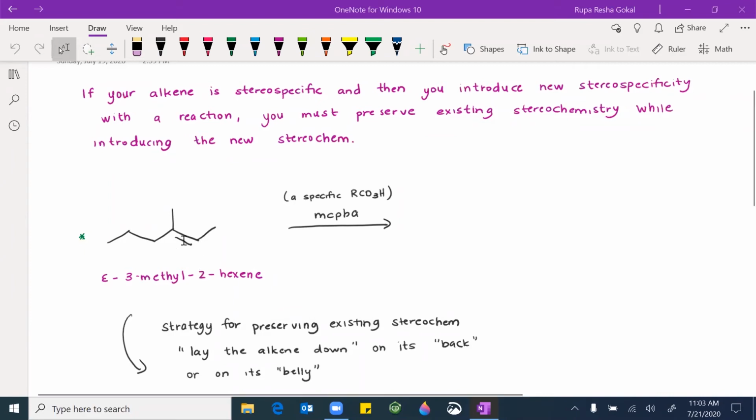If we lay it down on its back, the methyls are going away from us, right? And the legs, propyl and hydrogen, are coming out at us. If we lay it down on its belly, then the arms, the methyls, are coming out at us, and the propyl and the hydrogen are going away. Are you with me on that visual? Somebody tell me. Yeah?